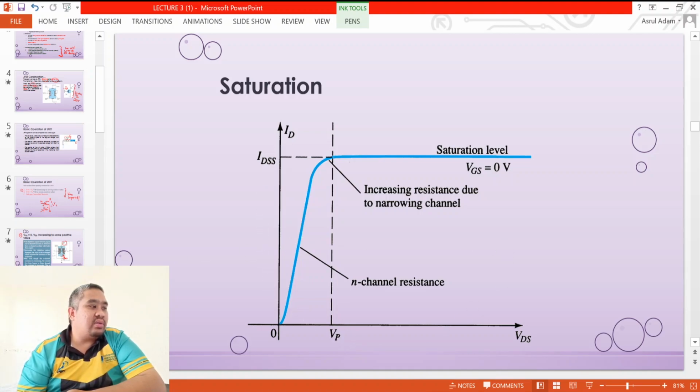Before I forget, what happens when our VGS is at the saturation level? This means our VGS equals 0.